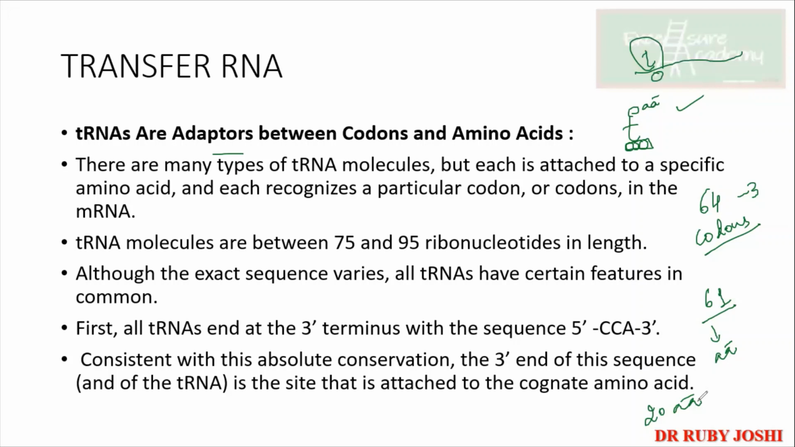Okay, good. That is a good guess. Now why don't we have 61? Because the 20 tRNA molecules are designed in such a way that they can also read the other codons and code for the same amino acids. Those are known as cognate amino acids. We'll talk about all this in detail.